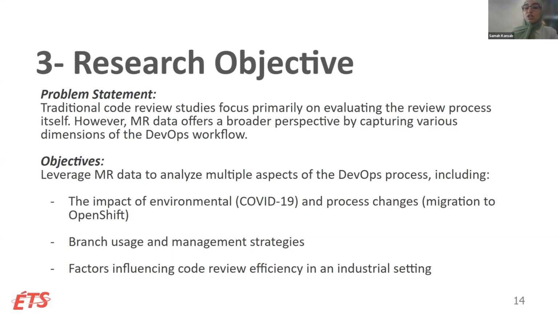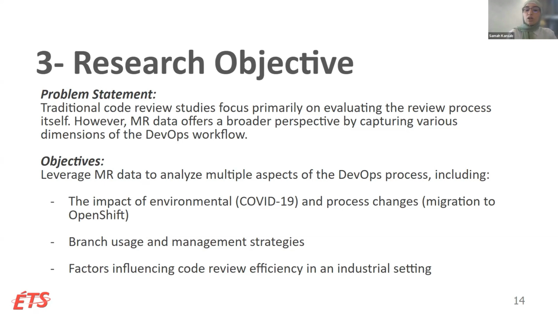Second, analyze the process changes, for example, migration to OpenShift when the industry decides to change the technology. For example, let's make it simpler. You are in an industry working with Java, and you decide to migrate to Python. So what is the impact of this migration? It perhaps needs training for developers, making them familiar with the new technology, etc.